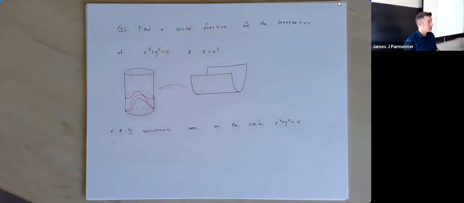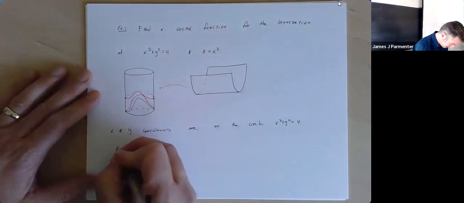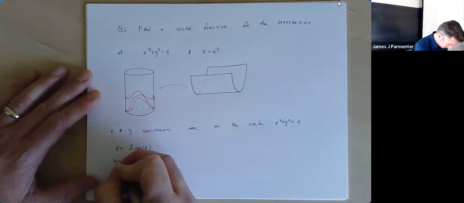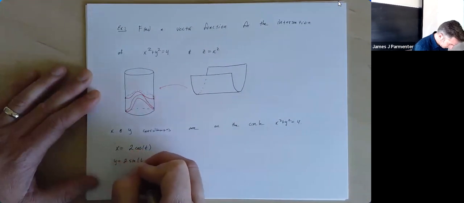Parameterizing circles is pretty straightforward. You just let x and y be sine and cosine. It doesn't really matter which one you pick. It is usually the default to set x equal to cosine if you have no reason not to, and y equal to sine. But really, you can interchange them just fine. And then the coefficient should be whatever the radius of the circle is. So we're going to set x equal to 2 cosine of t, and y equal to 2 sine of t.